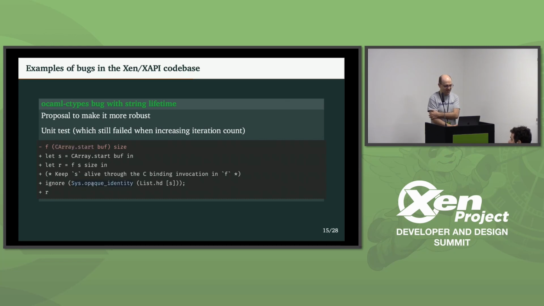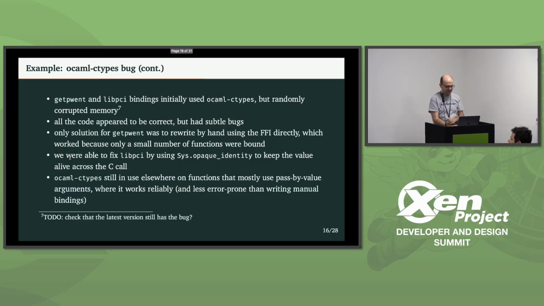There is this opaque identity which tells the optimizer, okay, don't look inside it, trust me, it's still alive, to keep it alive. But even if you do that, it's also very tricky. And again, there are no tools to check this. That's one of the main problems. There are no tools to check any of this.